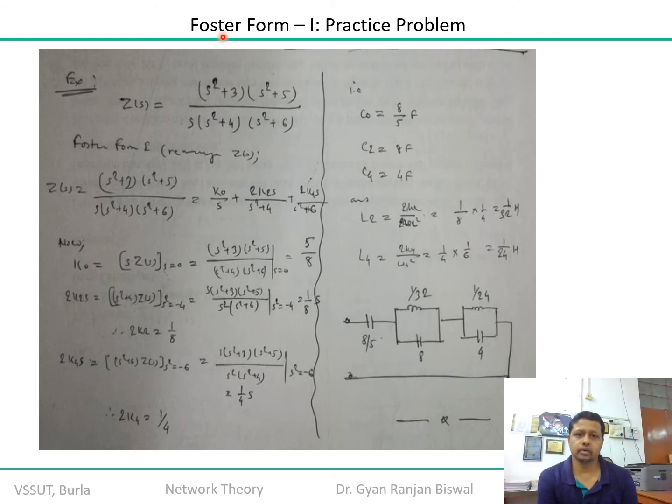L4 is equal to 2k2 upon omega 2 square, right? So now from here, can I get the value of omega? How will you get it? You can get the value of omega once you have the value of C. You know that 2k2 s upon this whole function is nothing but the realization of the parallel LC network.